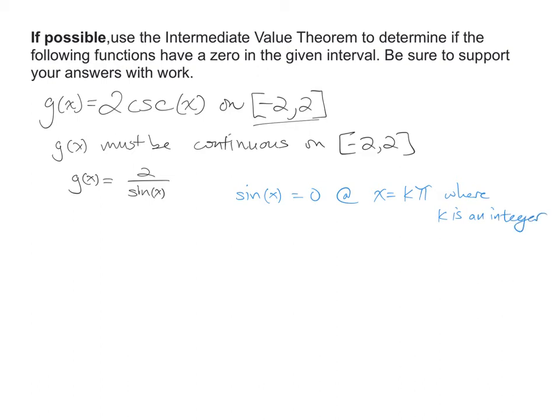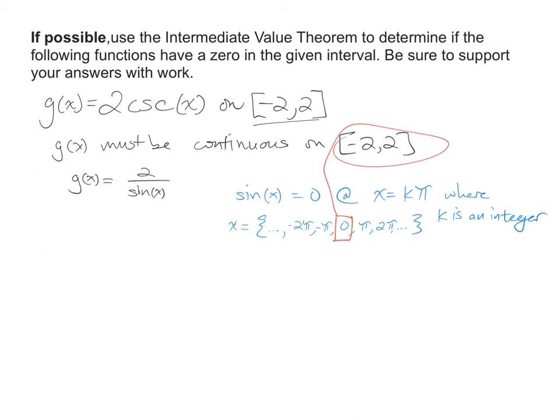So that means the sine of x equals 0 on some numbers that look like this: -2 pi, negative pi, 0, positive pi, 2 pi. And it looks like this 0 is in our interval.